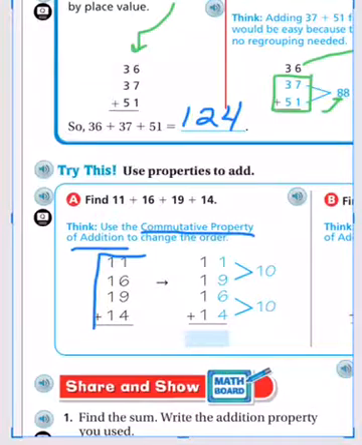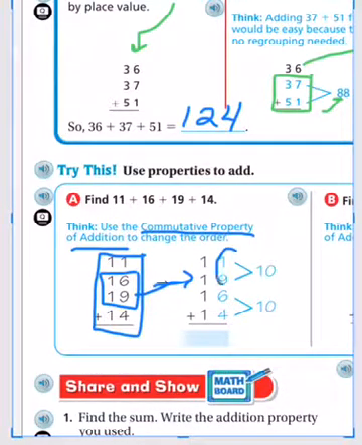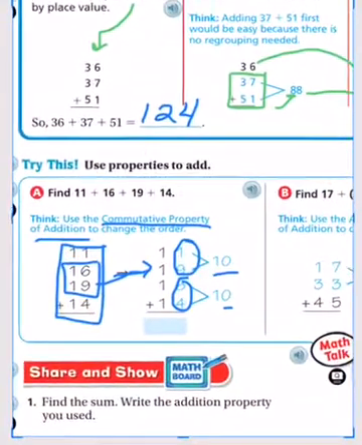So here they show us 11 plus 16 plus 19 plus 14, and when we look over here they switch the 19 and 16 around, and now the 19 is on top and 16 is on the bottom. They did that so they could make groups of 10. There's one group of 10, there's another. We have two groups of 10. They add up to 20.